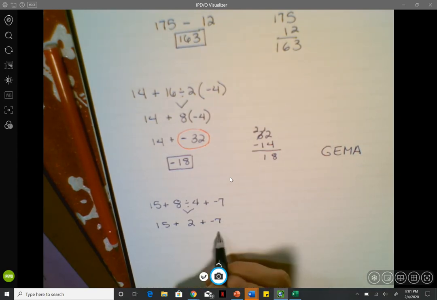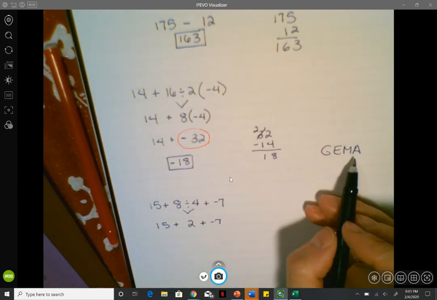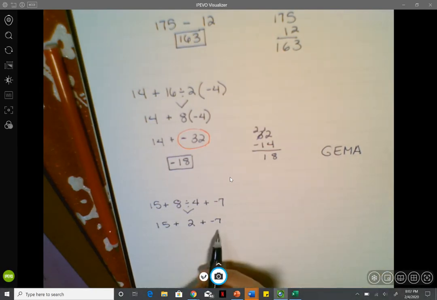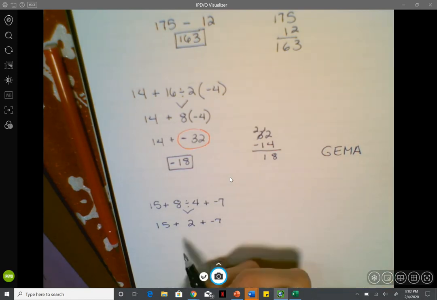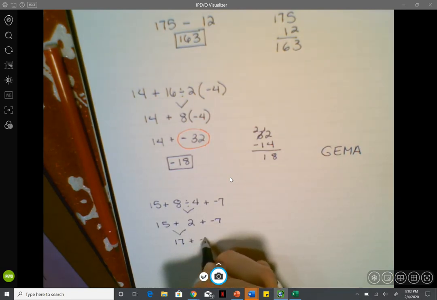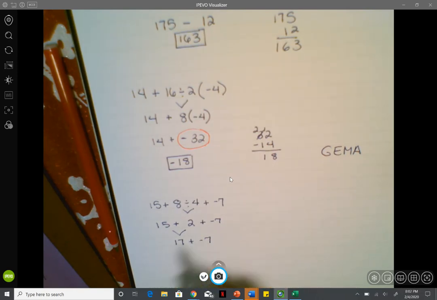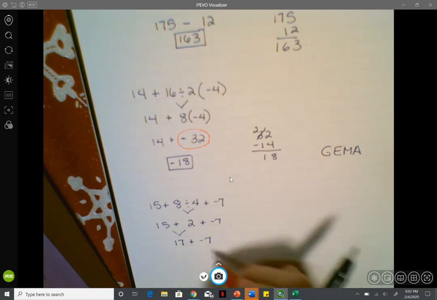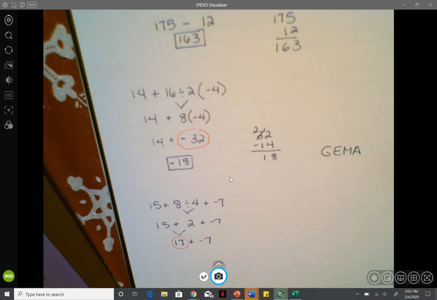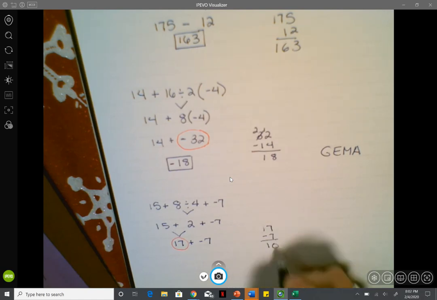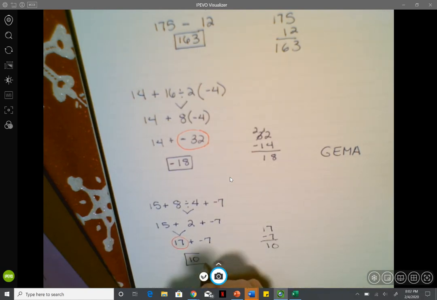Now I have all addition. So the order of operations says that I need to do addition or subtraction from left to right. Since it is all addition, the commutative property tells me that I could add in any order, but I'm going to follow the order of operations right now. So 15 plus 2 is 17 plus negative 7. And now I have 17 plus negative 7. And I recognize that is adding integers with opposite signs. So I'm going to circle my integer with a larger absolute value. And I know that I have to subtract their absolute values over here on the side. So I'm going to get 10, and it is a positive.